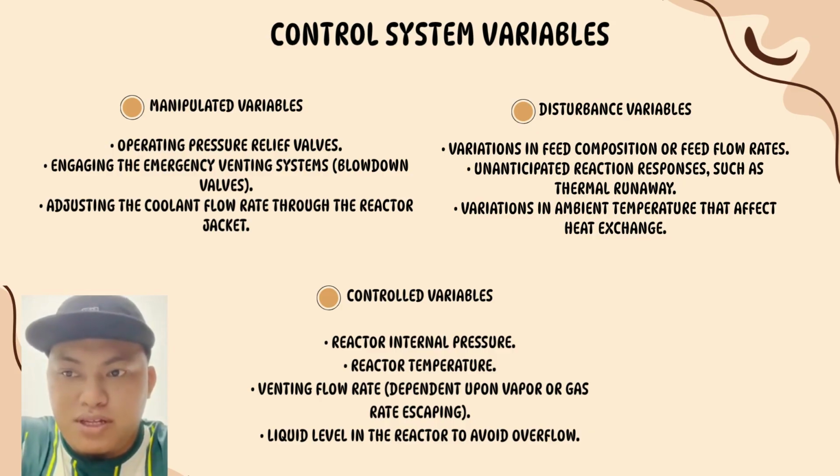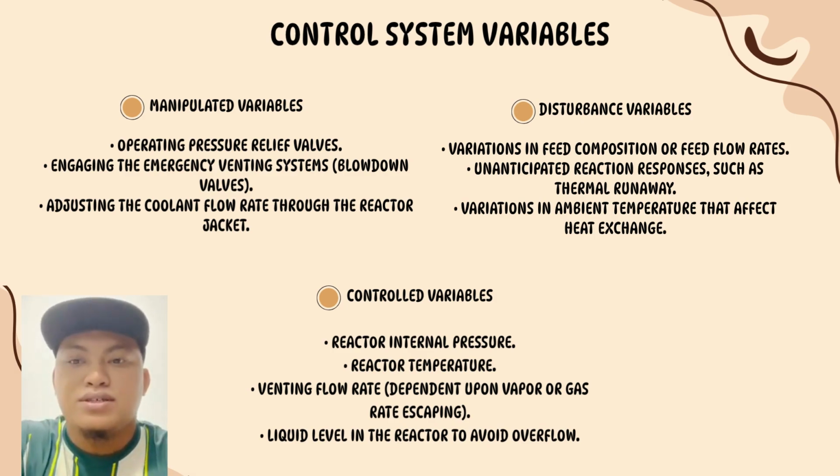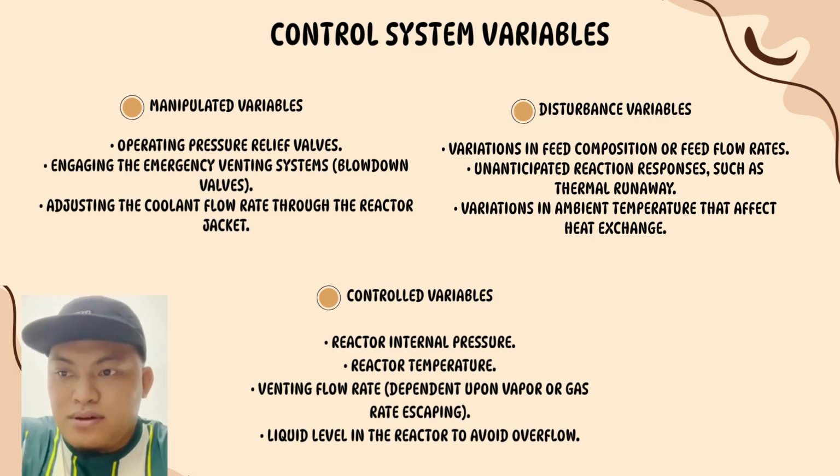This is about control system variables. First is manipulated variables. Operating pressure relief valve. Engaging the emergency venting system. Adjusting the coolant flow rate through the reactor jacket.